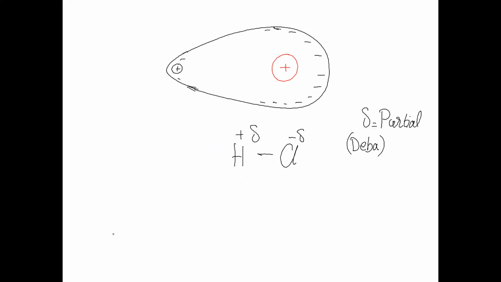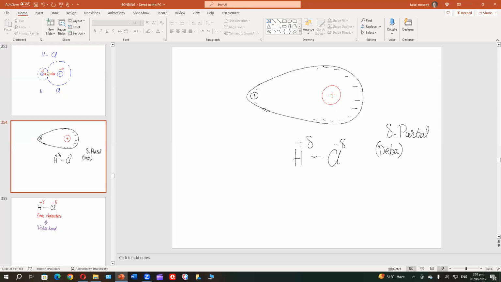Now, this is called electron density map. Electron density shifts towards chlorine. So now copy this.